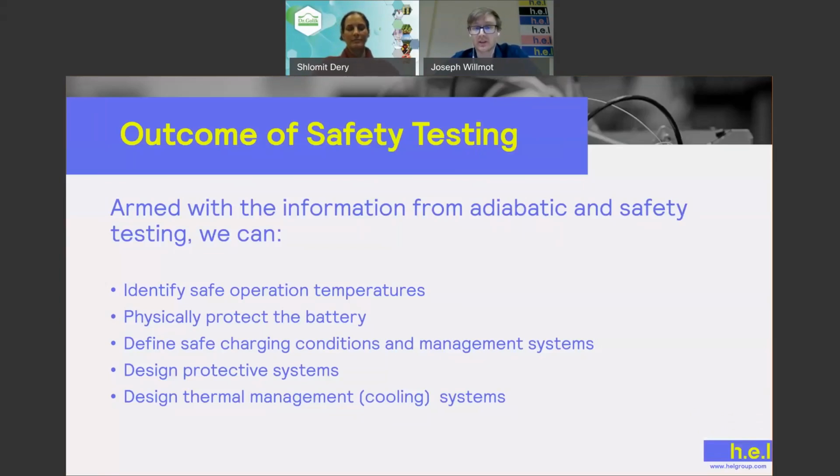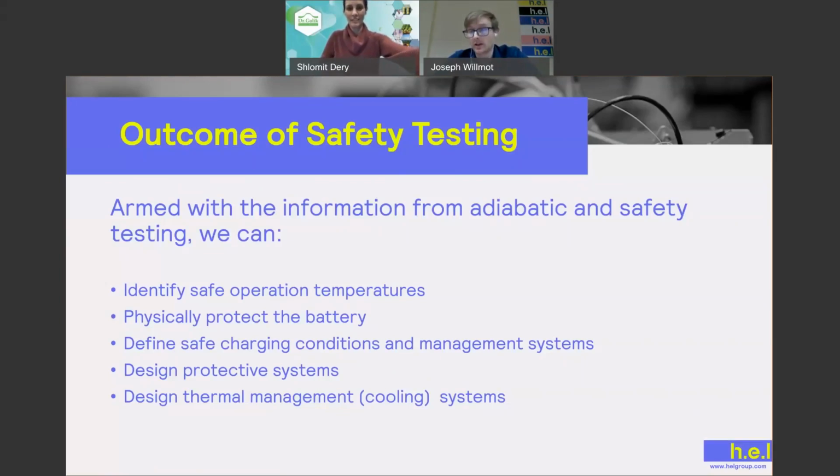So really, what's the outcome of all of this safety testing? Armed with the information of adiabatic calorimetry, we can identify the maximum safe temperature of operation. You know, at which point does my first thermal runaway start to happen, and therefore that is my maximum temperature of use. I will not ever use a battery above that temperature.